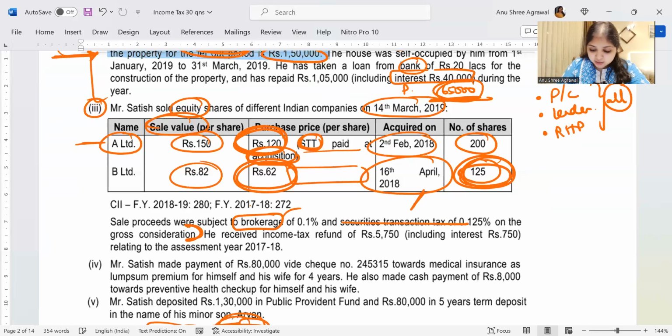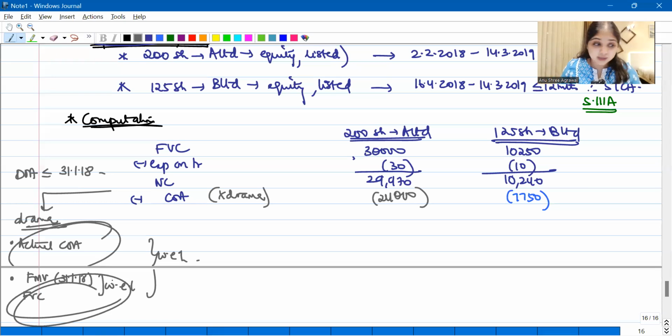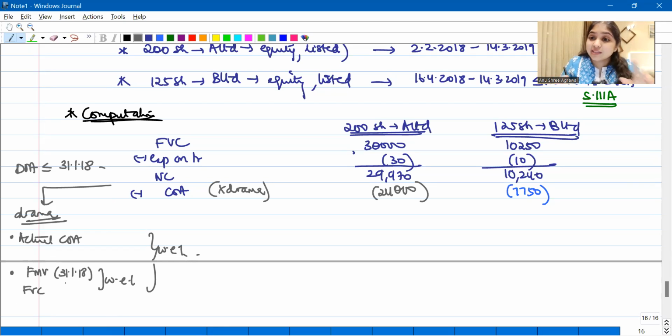120 rupees per share for 200 shares. This is going to be 24,000, the biggest learning of this question. Otherwise, we are so used to doing this calculation in 112A. We should know that just because it is 112A, it is not obvious that this calculation will always apply. This calculation applies only if the date of acquisition is on or before 31st Jan 2018. Tell me, is this clear? Have you registered this in your mind?